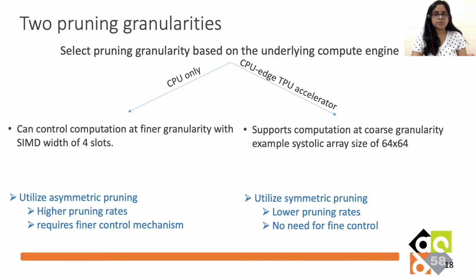When a CPU is used as the compute engine, it can control computation at fine granularity with a SIMD width of 4 slots. This leads to asymmetric pruning, which gives a higher pruning rate. Whereas a TPU can support computation at coarse granularity. For example, the systolic array size is 64 × 64. Therefore, it utilizes symmetric pruning, which has low pruning rates but doesn't need any control mechanism.